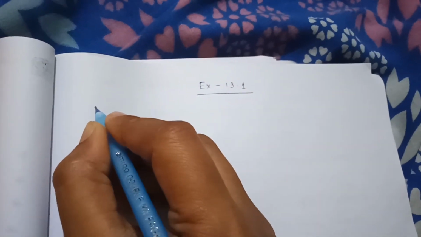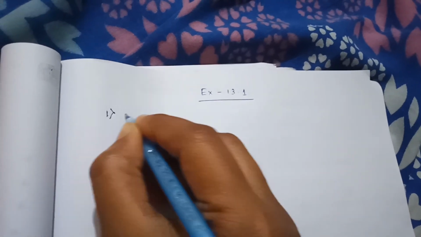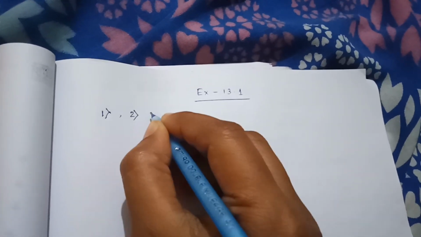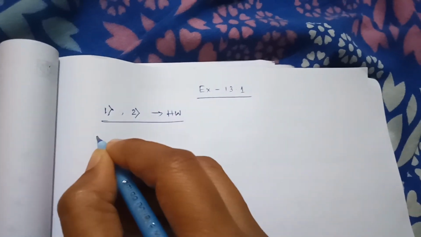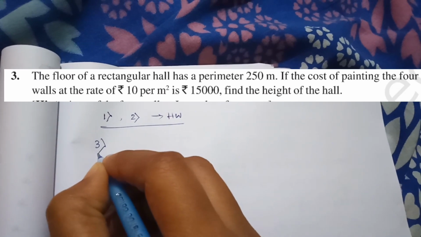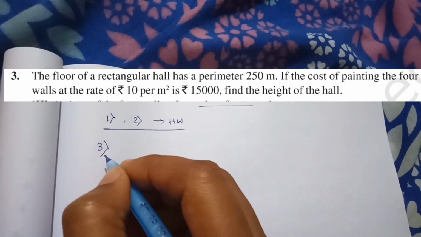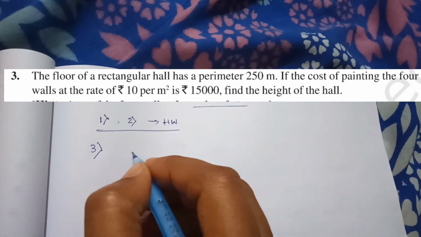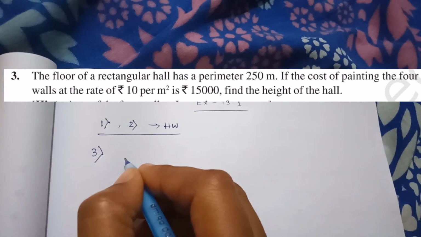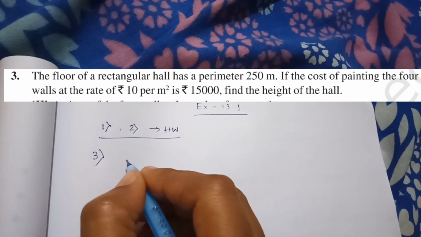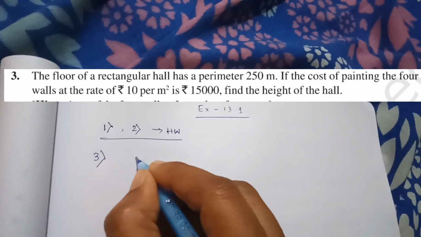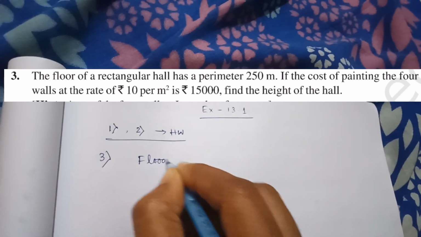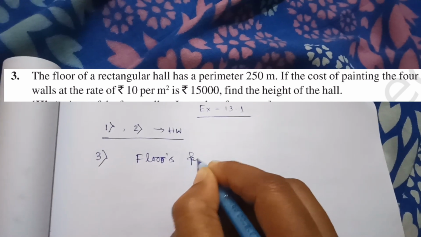Coming to exercise 13.1. I am not doing question number 1 and question number 2. Obviously they will be your homework. Starting from question number 3. Now look at the question. Your question tells that its floor has a perimeter of 250 meter. So the floor's perimeter is 250 meter.